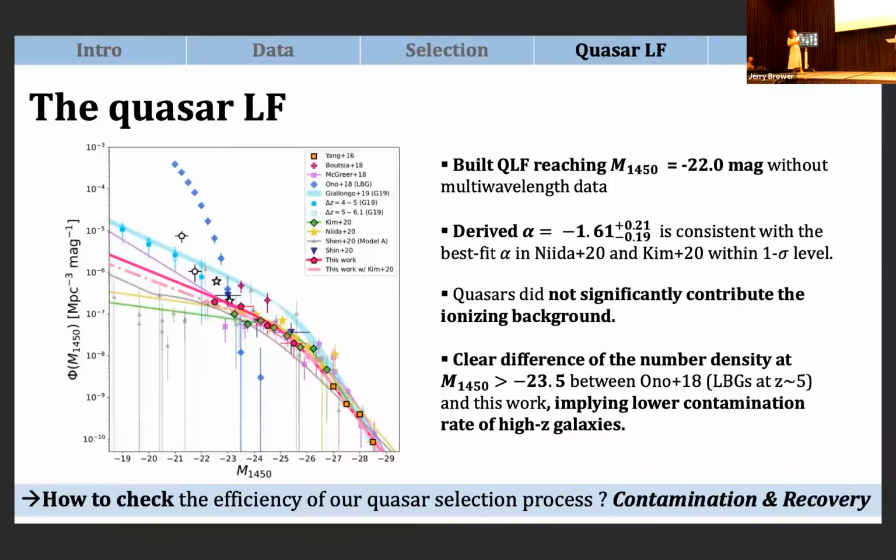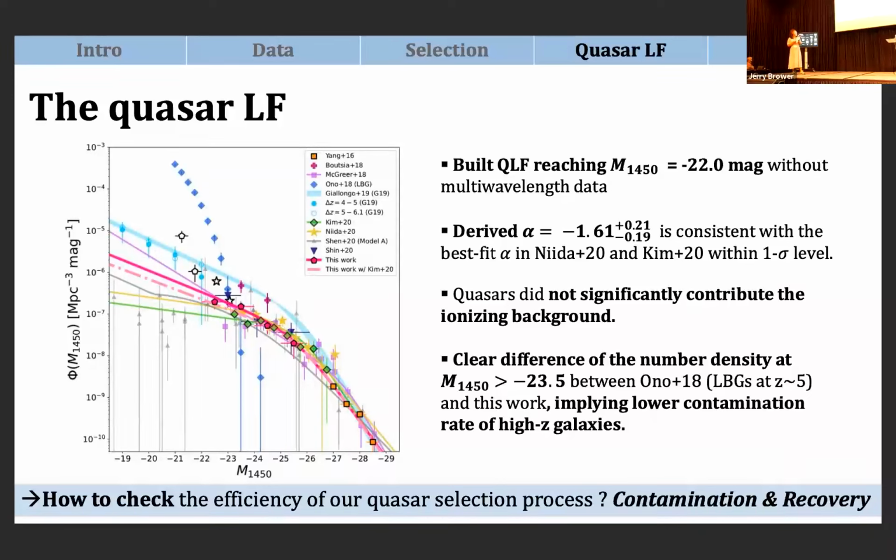Based on our final quasar candidates, we built the quasar luminosity function at redshift 5, reaching -22 mag without multi-wavelength data, which is 1 magnitude deeper than previous UV luminosity functions. And we derived a bright-end slope of -1.6, which is consistent with the previous surveys. And based on the low number density of faint quasars, we conclude that quasars did not significantly contribute to the ionizing background.